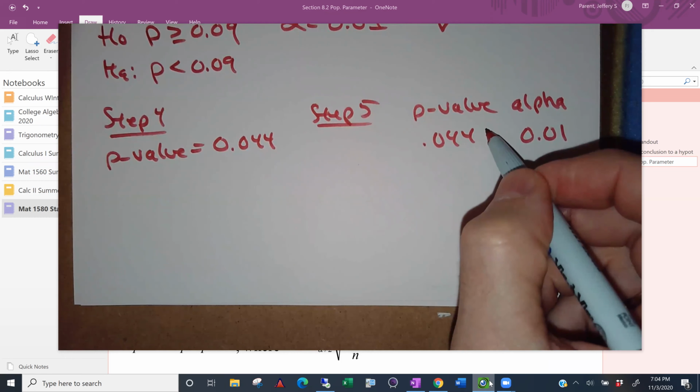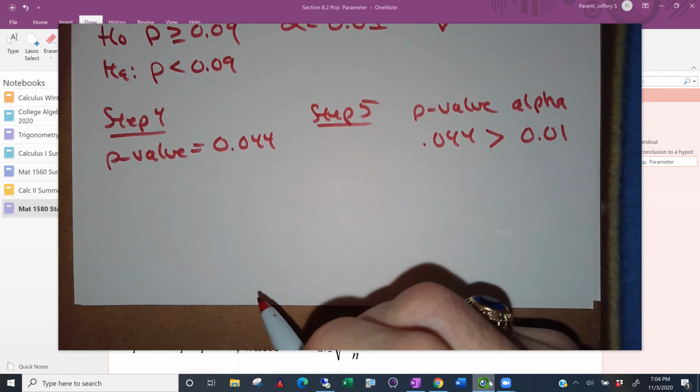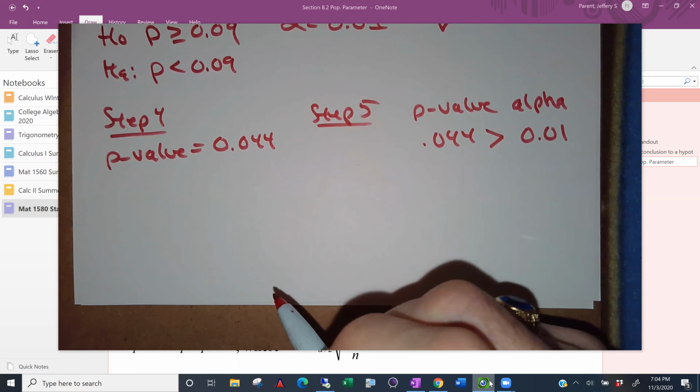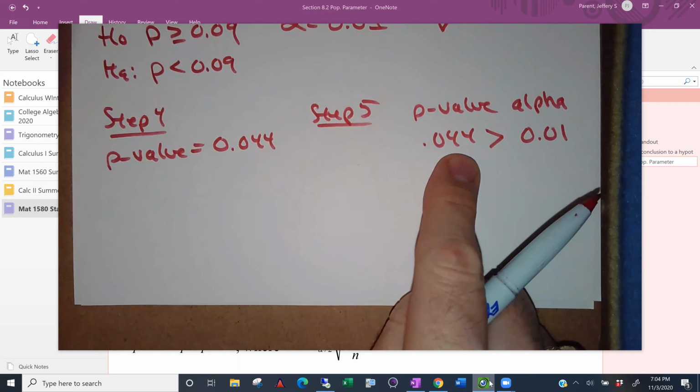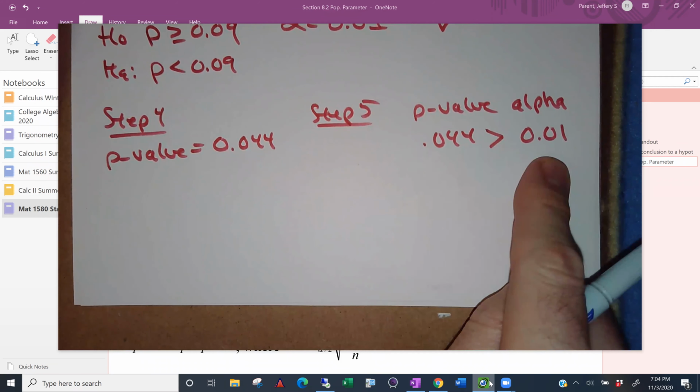0.044 is greater than 0.01. And how do you decide if it's greater than? It's just a bigger number. Okay. So 0.044 is bigger than 0.01.